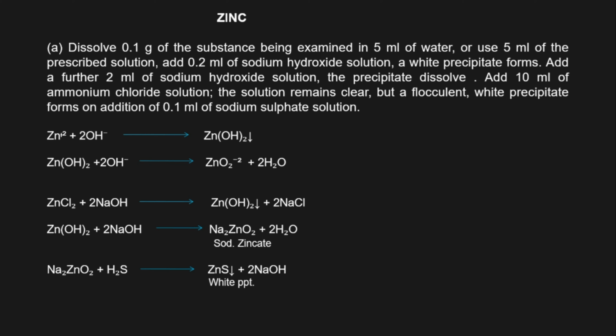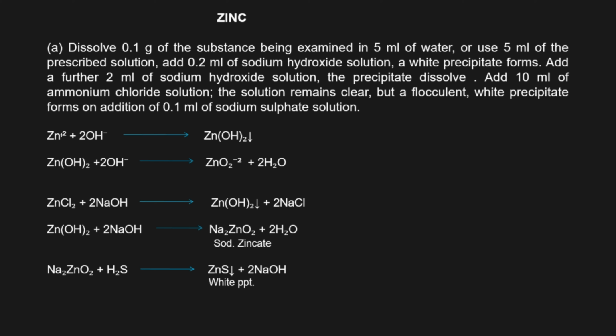The next cation which we have to deal with is zinc. The first method of identification of zinc is as under. Dissolve 0.1 gram of the substance being examined in 5 ml of water or use 5 ml of the prescribed solution. Add 0.2 ml of sodium hydroxide solution. A white precipitate forms. Add a further 2 ml of sodium hydroxide solution. The precipitate dissolves. Add 10 ml of ammonium chloride solution. The solution remains clear.